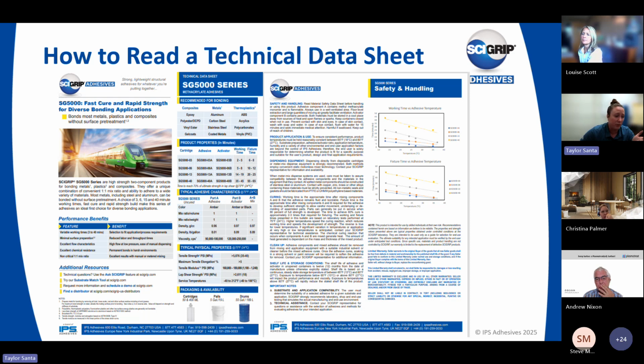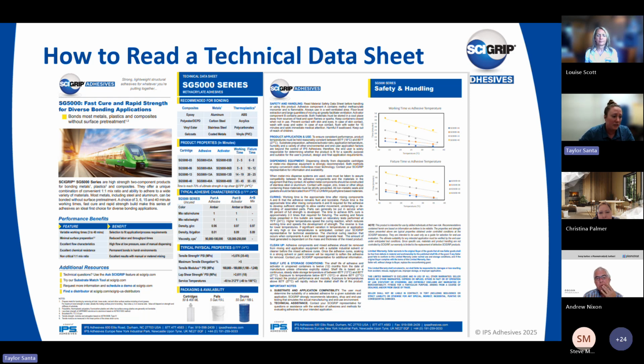Let's look at an example of one of the SCIGRIP MMA TDSs. This is for our product line, the SG5000 series. We've configured our TDSs to have as much information as possible. Most people really only look at that first page here on the left. But if you actually go through and read the second page on the right, it has a ton of good information about storage, shelf life, all that kind of stuff.